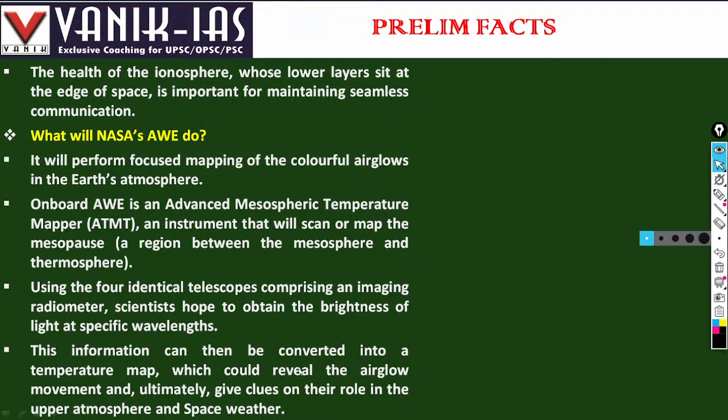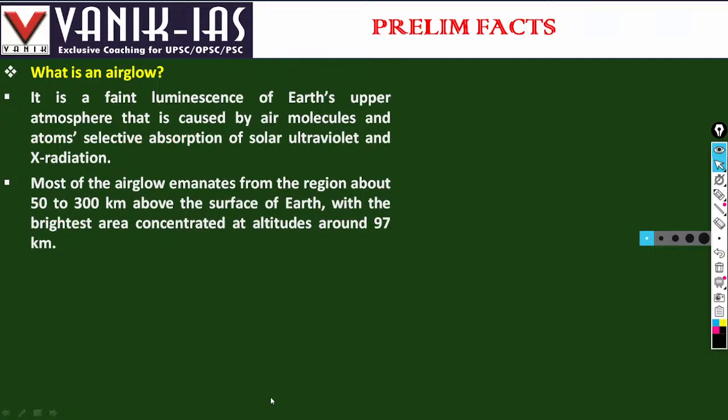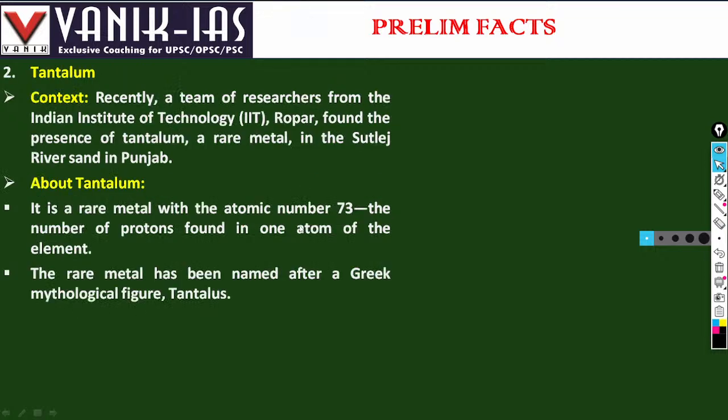So this information can then be converted into a temperature map, which could reveal the airglow movement and ultimately give clues on their role in the upper atmosphere and space weather. What is airglow? It is a faint luminescence of the Earth's upper atmosphere that is caused by air molecules and atoms, selective absorbers of solar ultraviolet and X radiations. Most of the glow emanates from the region about 50 to 300 kilometers above the surface of the Earth, with the brightest area concentrated at an altitude around 97 kilometers.